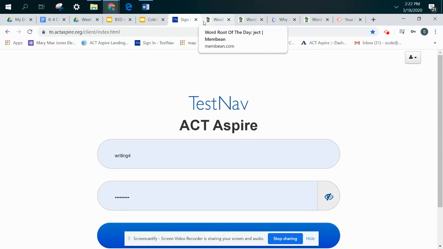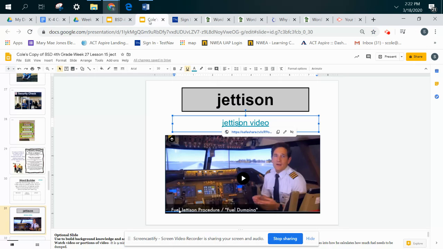So remember, friends, jet means to throw out. That is our root, jet. And remember that the prefixes and suffixes also change the meaning of words.